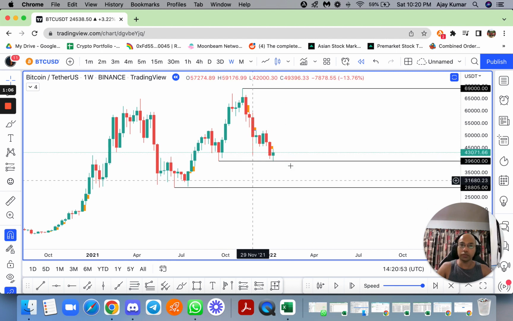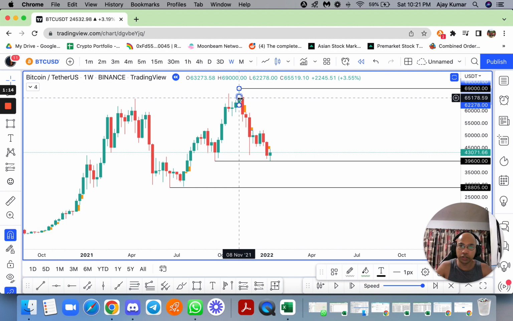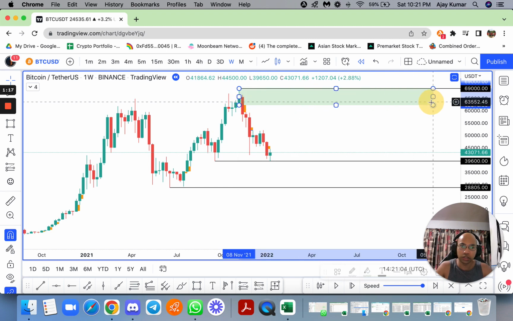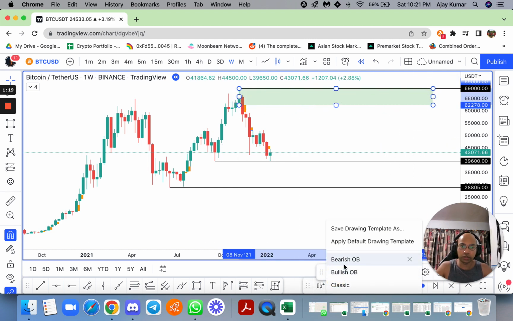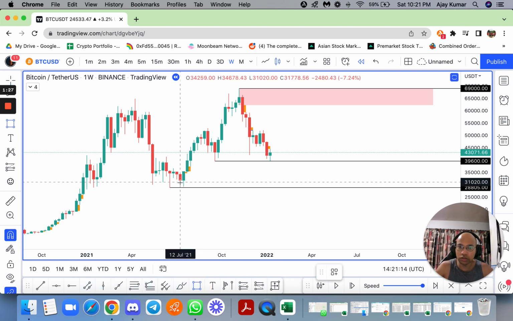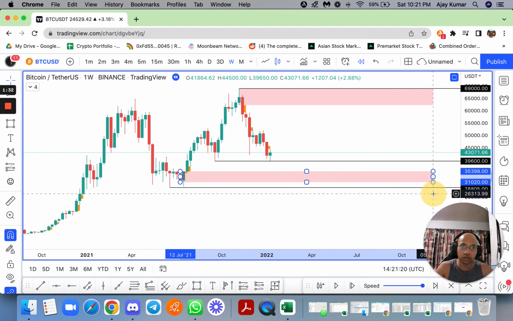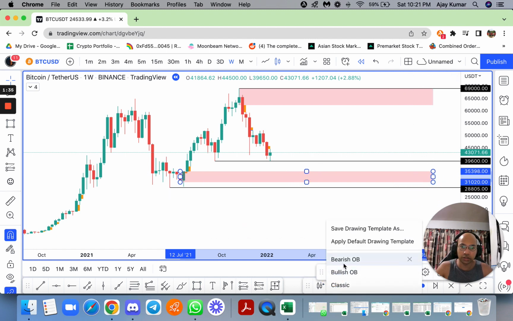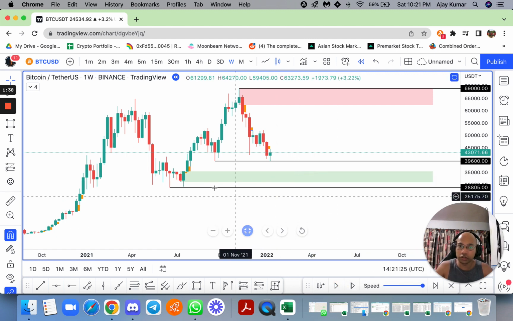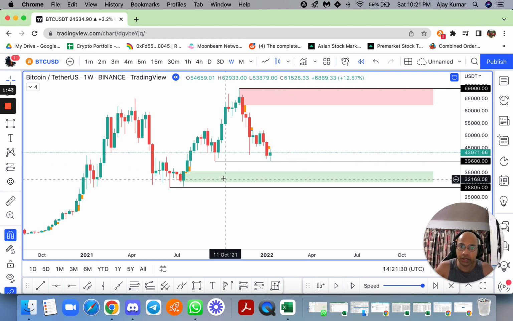Then we will mark out order blocks. This is a bearish order block, bearish order block. Any other order block? Yeah, there's an order block here. Let's mark that out. This is a bullish order block. Any other order blocks? No, I can't see any. Then the next one is fair value gaps.